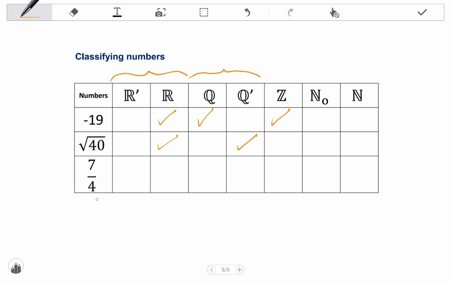Looking at the last number, 7 over 4, is that real or non-real? It's definitely real. We can place it on the number line. Is it rational or irrational? It's written as a fraction, so it's definitely rational. Is it an integer? No. Is it a whole number? No. Is it a natural number? No. So we are done with the classification.